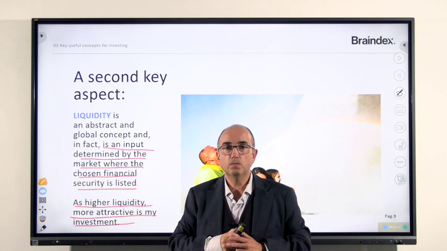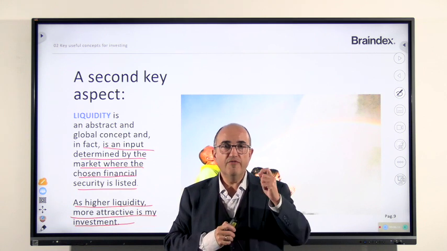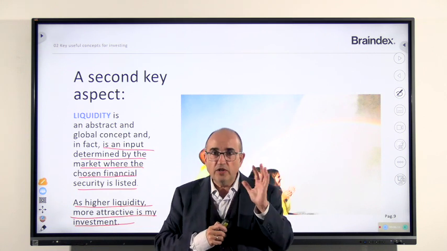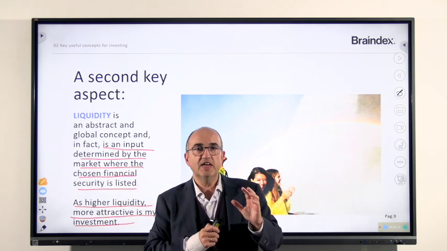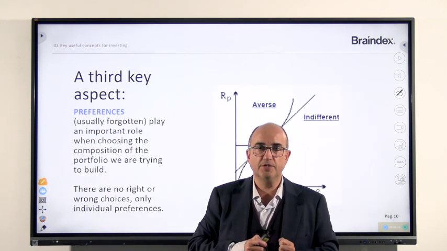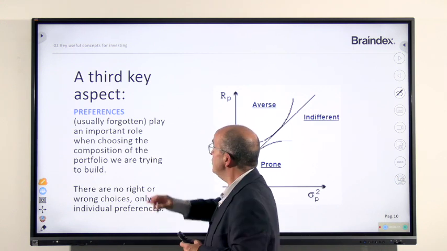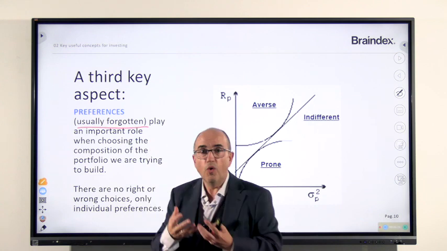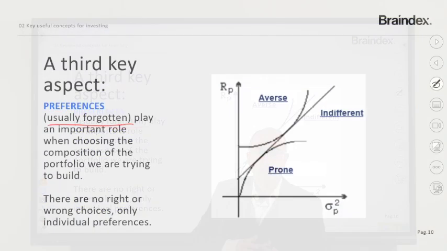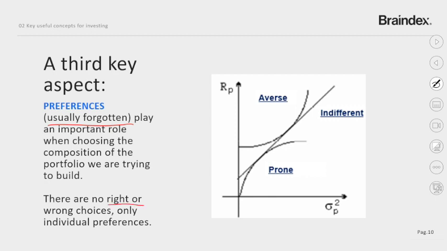Okay? If we are comfortable with this, let me tell you about the third key aspect. Preferences. Usually forgotten, because we all are different. And different preferences play an important role when choosing the composition of the portfolio we're trying to build. There are no right or wrong choices, only individual preferences.